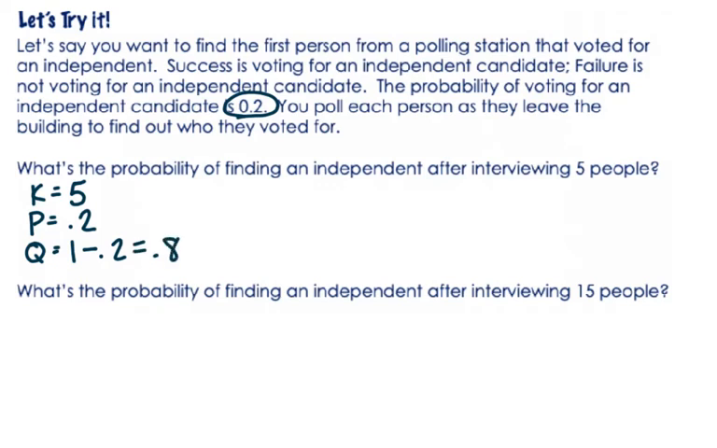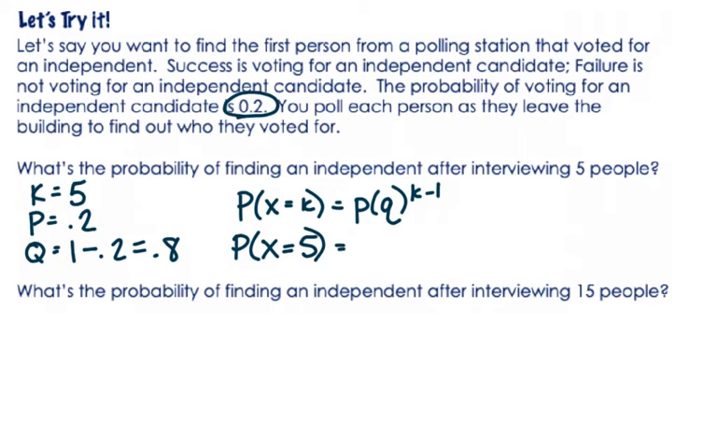Alright, so now we're just going to use our formula, and then we're just going to plug it in. So here's what ours looks like. So 0.2 goes here, then 0.8 to the 5 minus 1 power. You put that in your calculator and get 0.8192, and that's your answer.